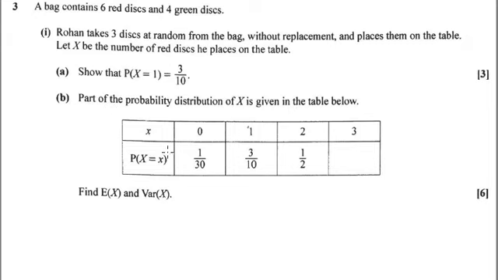Then it asks us, it's given us the probability that we worked out in part A, but it's also given us two other probabilities as well. It's missed off this third one. But because that's the only other thing that could happen if these three things don't happen, we know that this is going to be the difference between one and what these numbers add up to. So straight away, we can fill this missing value in. So if I do 1 minus the 1 over 30, the 3 over 10, and the half, that will tell us this probability that x is equal to 3.